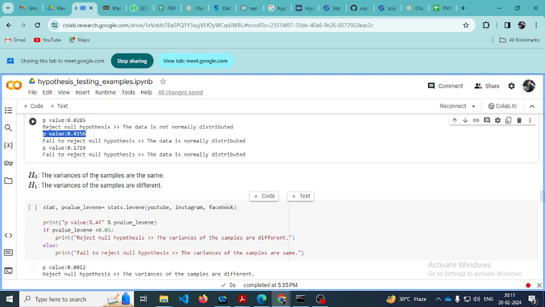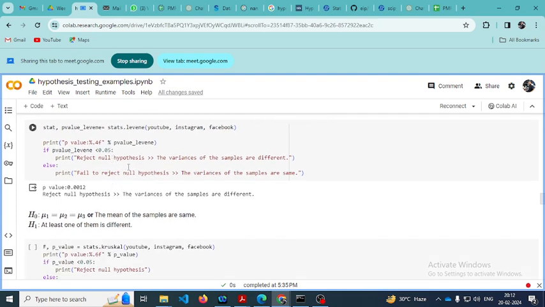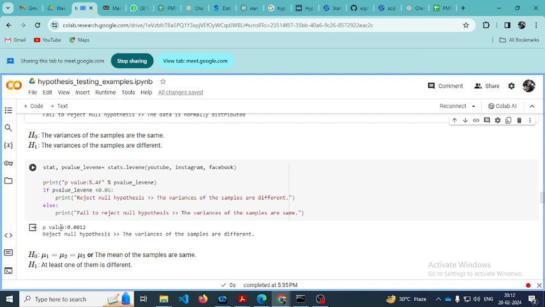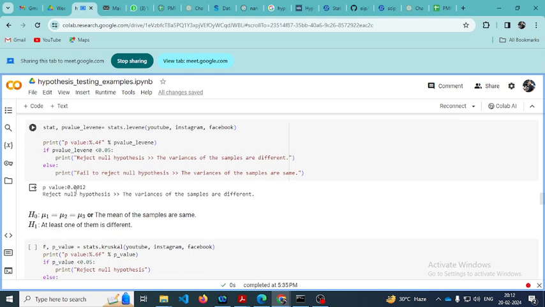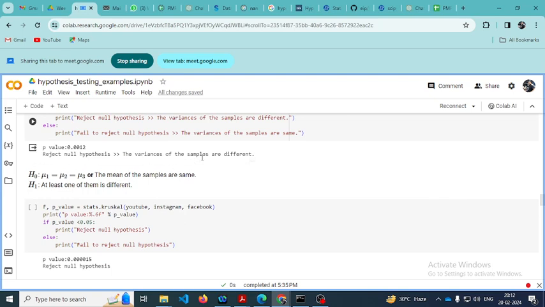Then come to the next hypothesis, that is, whether the variances of the samples are the same or different. For this, you call the check variance function, and you will get some p-value. In this example, you are going to pass all three platforms' data, and to check the variance you use the Levene function. It gives a p-value of 0.0012. This is less than alpha, so you reject your null hypothesis. That means the variances of the samples are different.